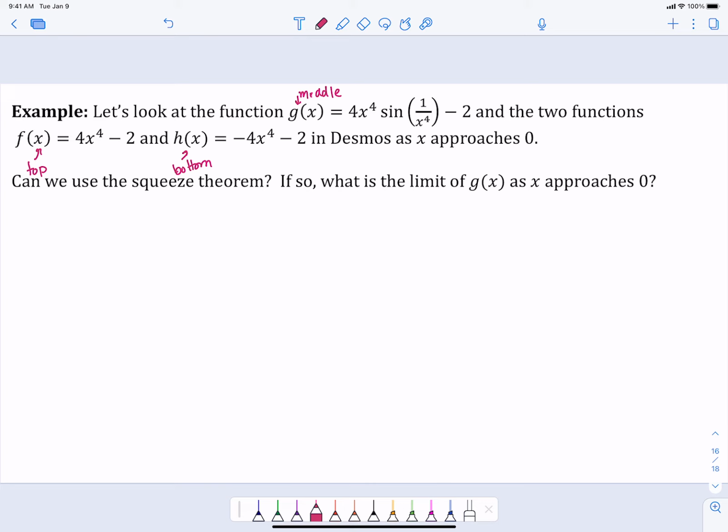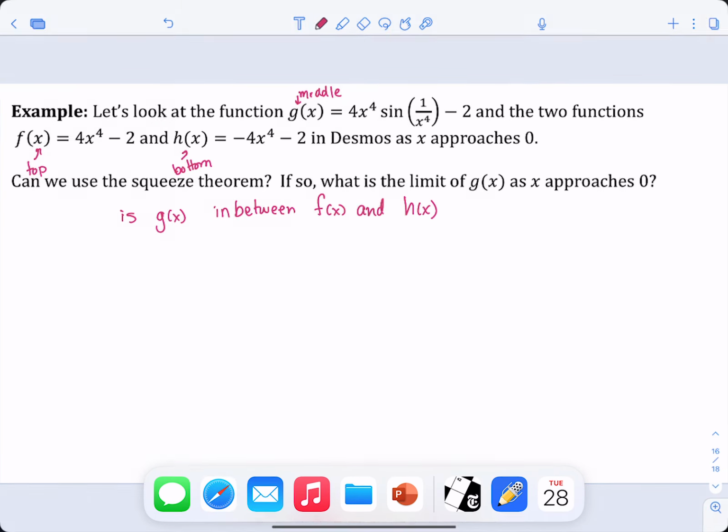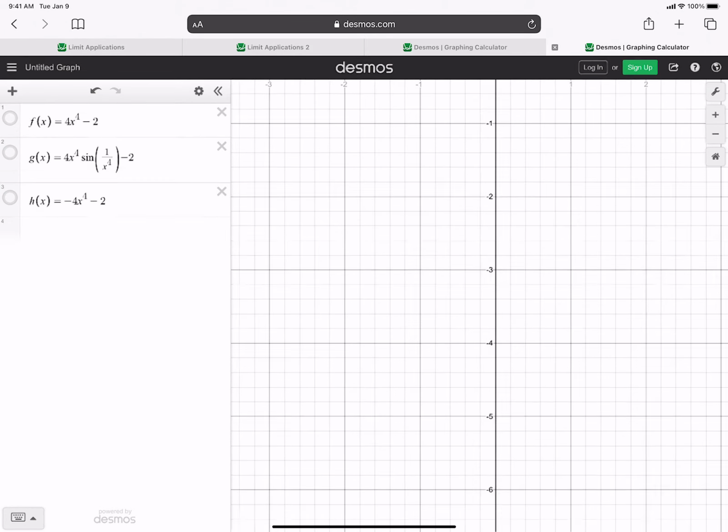So what we need to double check is whether g of x is in between f of x and h of x. And again, it doesn't matter which one is the top one and which one is the bottom. We just need one to be on the top, one to be on the bottom. So let's go take a look in Desmos and see what's happening here.